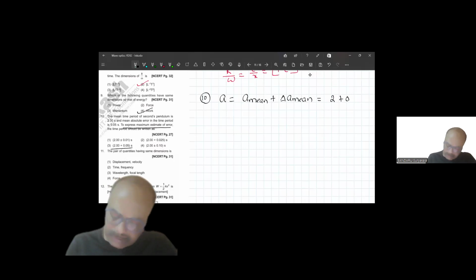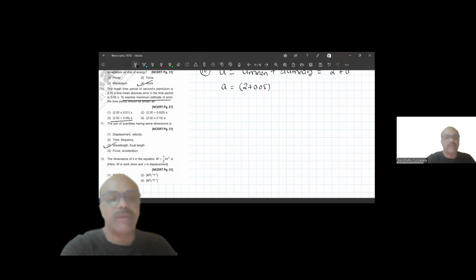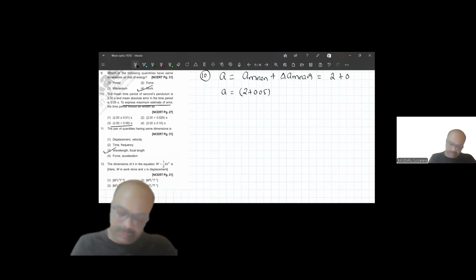Next, the 11th one. The pair of quantities having the same dimension they ask. Same dimension means wavelength and focal length. Both are lengths only. Okay. Next, the 12th one you see.